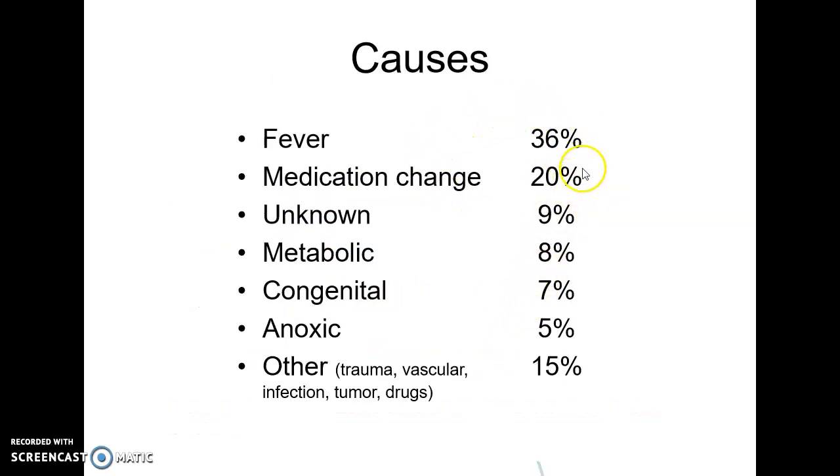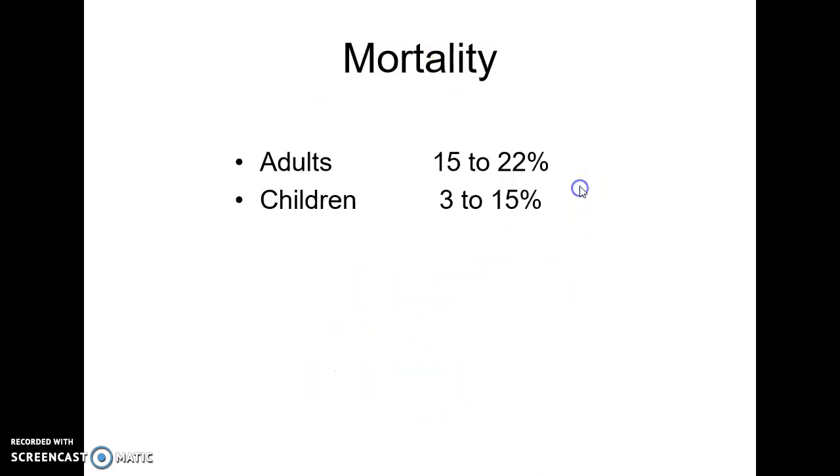The causes for status epilepticus: 36% is fever, 20% medication change. When the medication is suddenly changed, the new medication is not responding, so that will trigger the discharge. Unknown cause 9%, metabolic 8%, congenital 7%, anoxic 5%, and all others including trauma, vascular, infection, tumor, drug related is 15%. Other drugs, given for other causes, may also trigger status epilepticus.